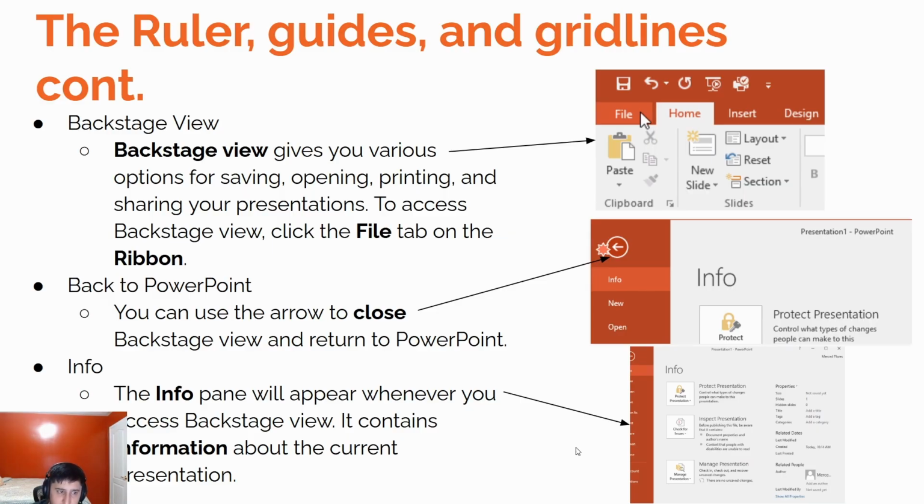Now, there is a term that's very, very important and you'll hear a lot, and that's the backstage view. The backstage view gives us various options for saving, opening, printing, and sharing our presentation. To access the backstage view, we click the File tab on the ribbon.